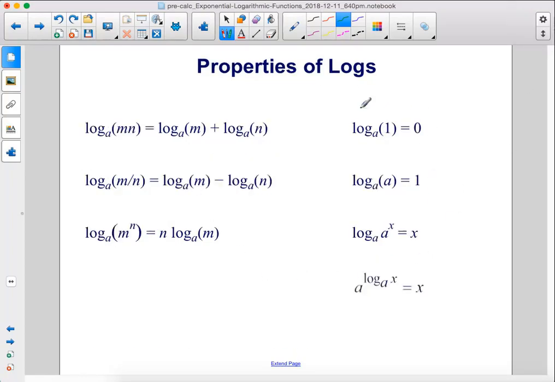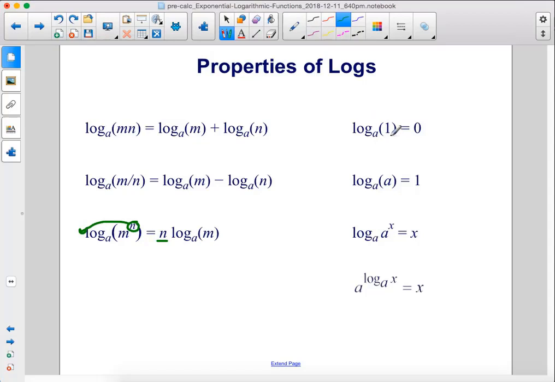Here's a summary of the properties of logs. Log base a of m times n equals log base a of m plus log base a of n. Log base a of m divided by n equals log base a of m minus log base a of n. Log base a of m to the n power equals n times log base a of m. So you can just take this exponent and move it out front right there.